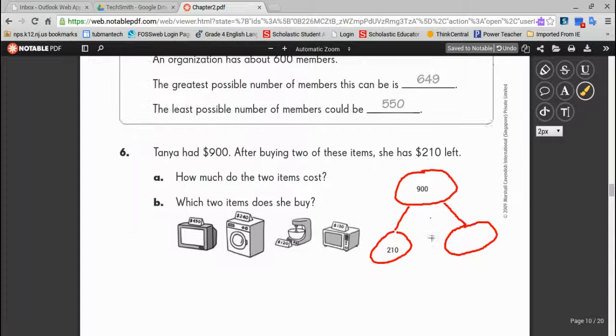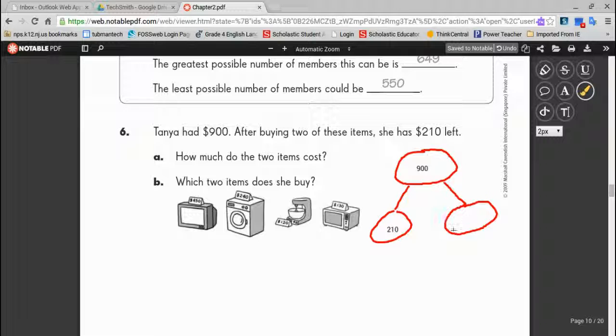And if you look at this, this looks just like a number bond. And we know that in order to figure this blank out, which is the items that she bought, we take 900 and take away 210. So we're doing 900 minus 210, and that's going to give me my answer for the 2 items that she bought. So here we go. Let's do our mental math. Let's do 900, so take away 200 first. So 900 take away 200 gives me 700. And then I take another $10 away after that, and that gives me 690. So we know right now that the 2 items cost 690.